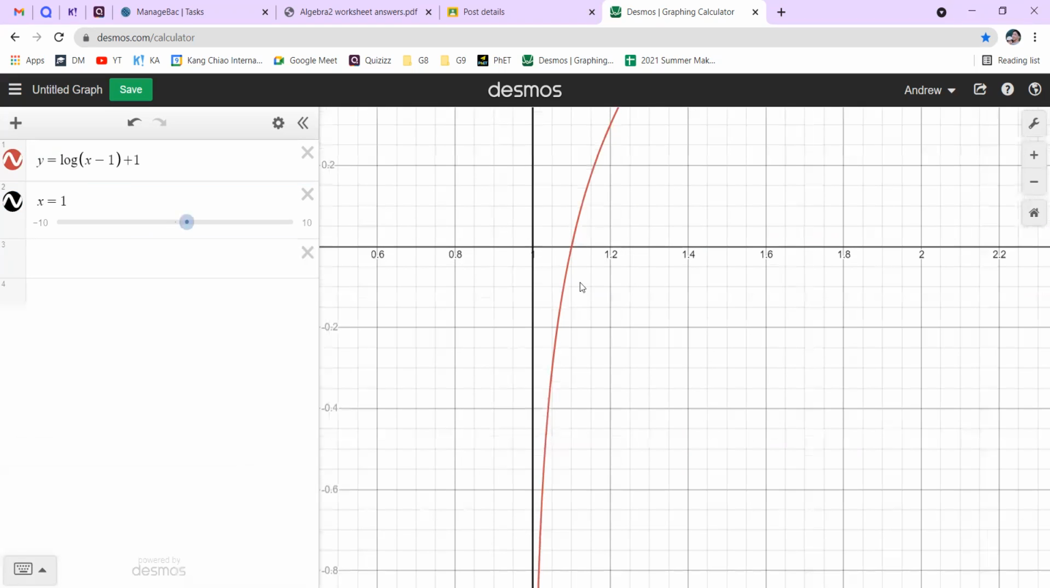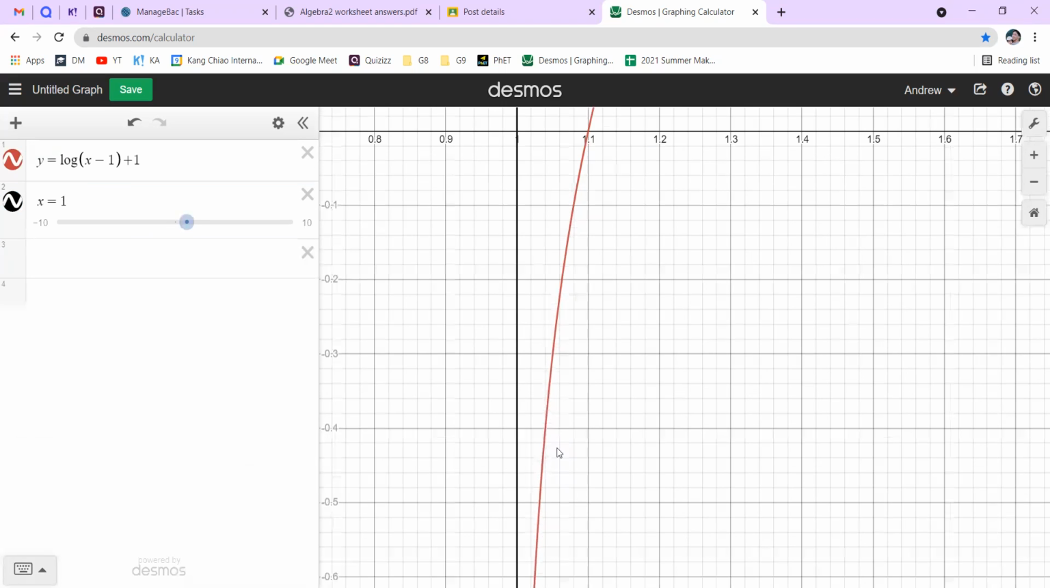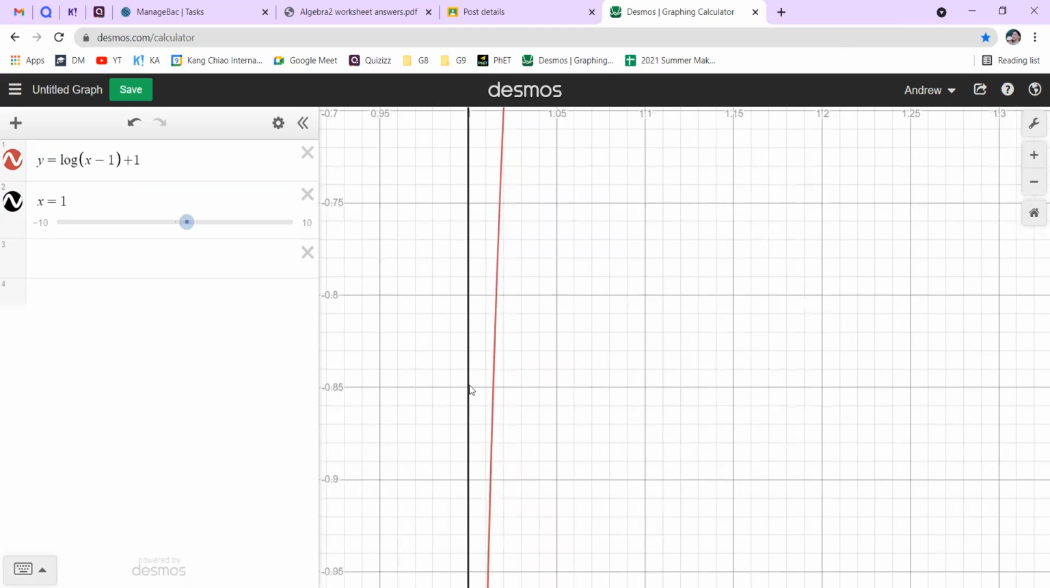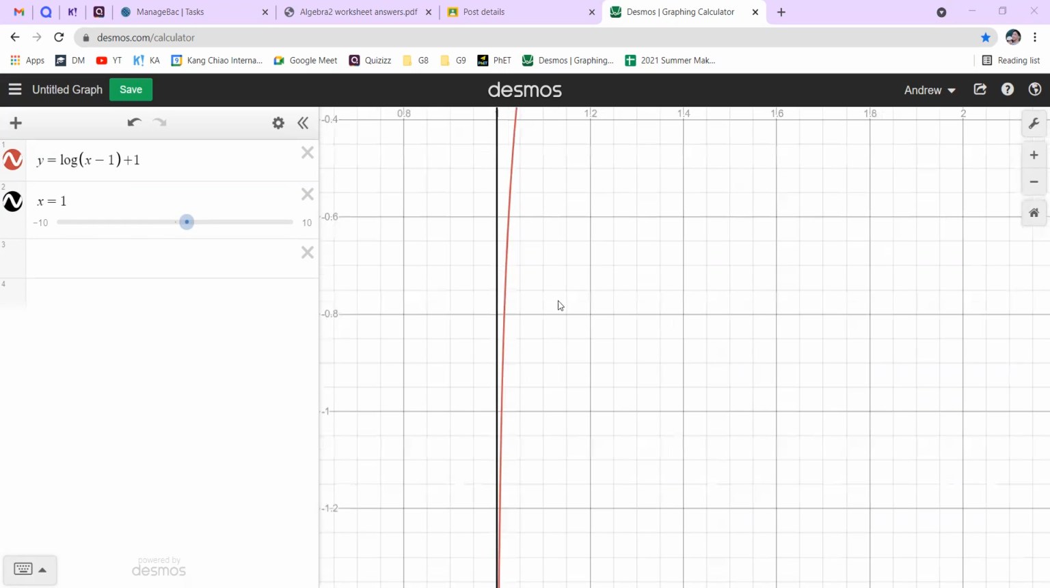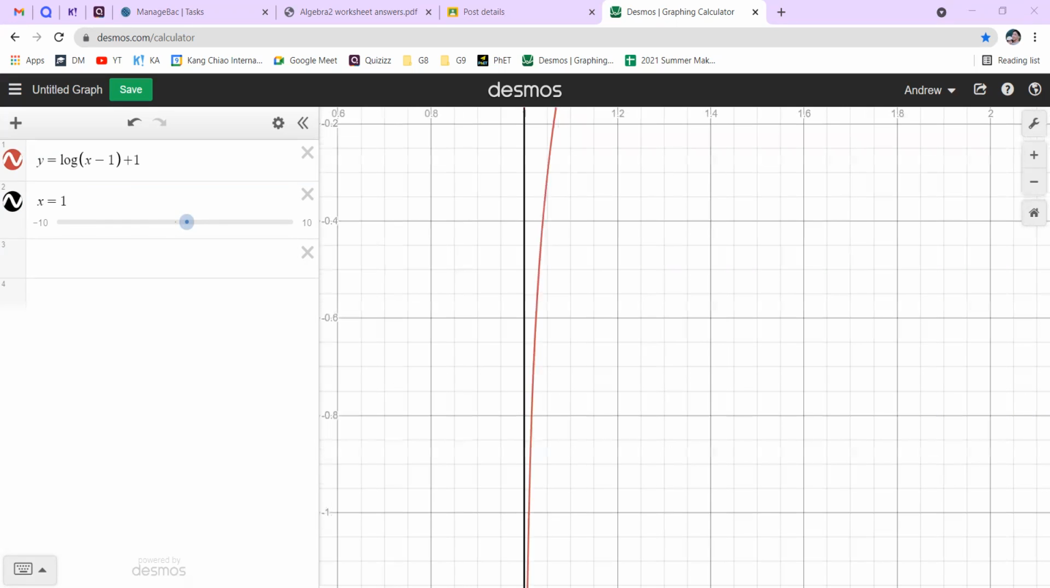You see the red graph keeps approaching this line, but never touches. All right. So the new asymptote is x equals 1.